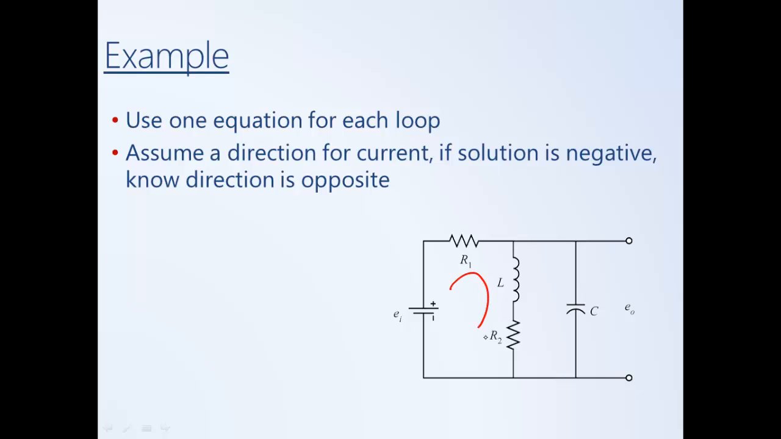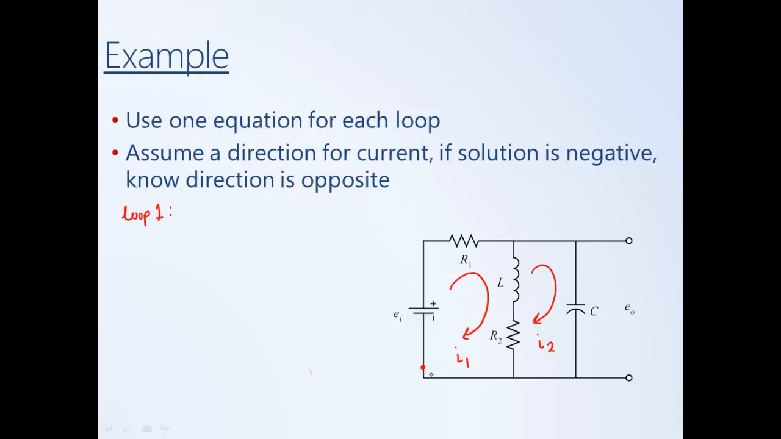So here's our first loop. I will assume that it flows clockwise, and I'll call the current I1. And then here's our second loop. Again, I will assume that it flows clockwise, and I will call that current I2. And then we will apply the loop law to each loop individually. Okay, so we'll start with loop 1.